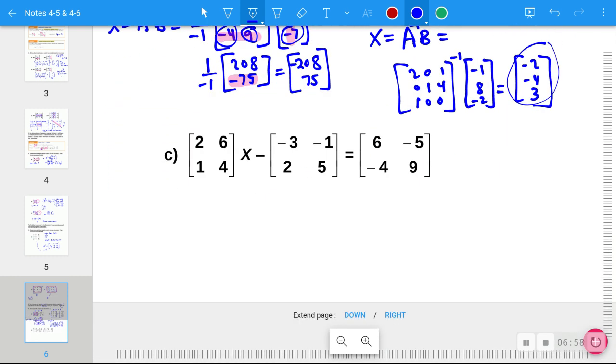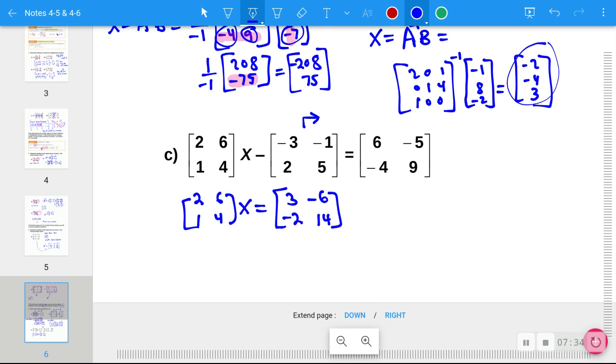Okay, last problem here, and this one we can do all by hand. They're 2 by 2s. We're going to start by taking this matrix simply over to the other side and adding it instead of subtracting it on the other side. So we're going to get 2, 6, 1, 4 in X. And when you add that matrix to the other side, 6 plus negative 3, negative 5 plus negative 1, 2, negative 4 plus 2, and finally 9 plus 5, 14.